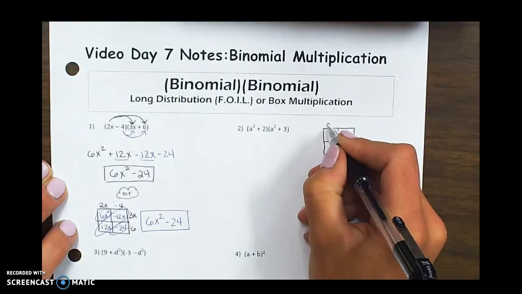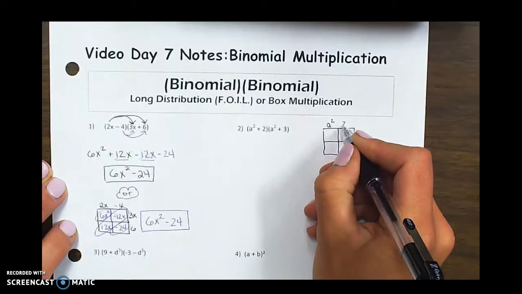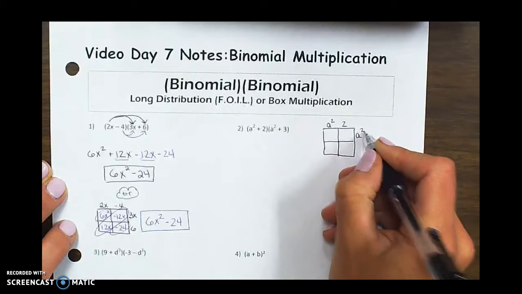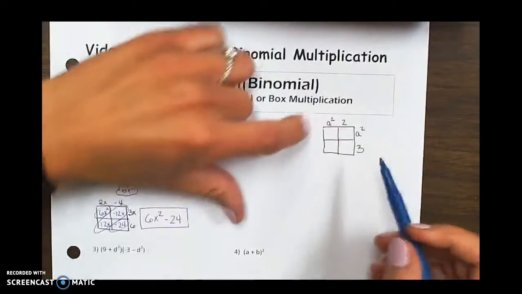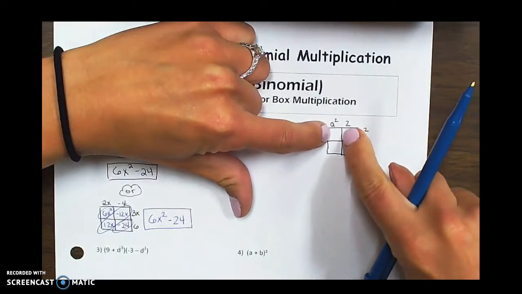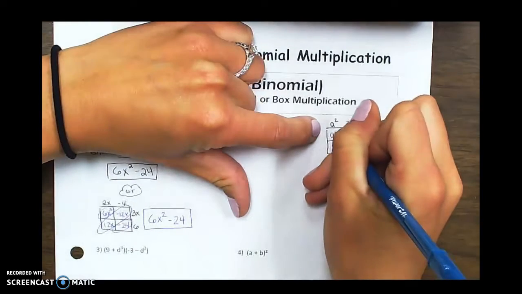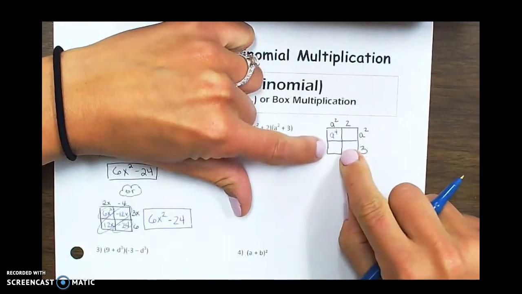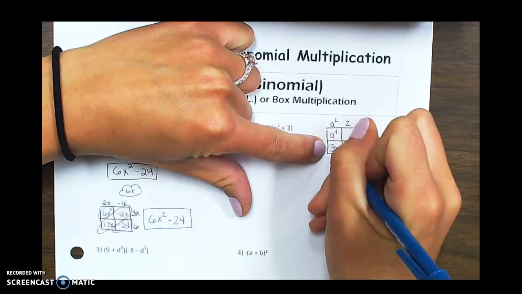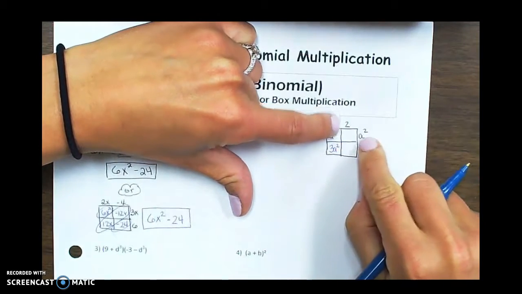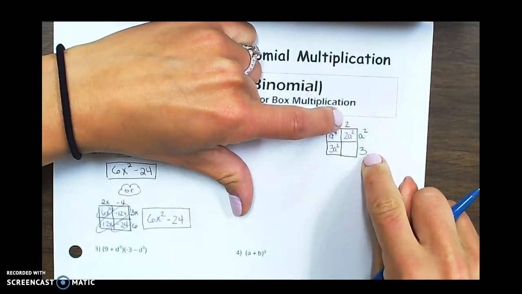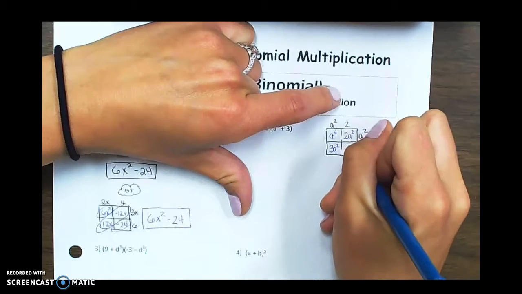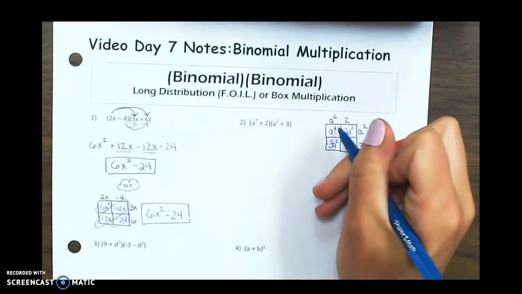Okay, I have a squared and a 2, and then we have an a squared and a positive 3. Now to find out what goes inside of the boxes, we're going to multiply. A squared times a squared is going to give me a to the 4. A squared times 3, 3a squared. 2 times a squared, 2a squared. 2 times 3, 6. Now I'm going to combine my like terms.